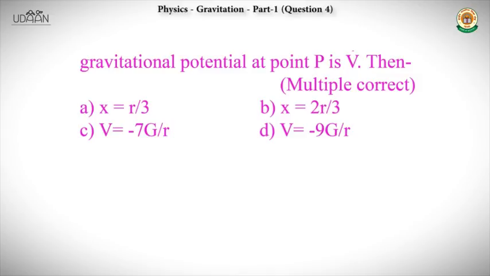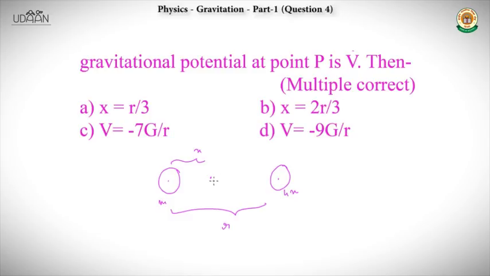Okay, I'll first of all draw the diagram. It's a very simple thing. There are two spheres, two hollow spheres. One is of mass m and the other one is of mass 4m. They are placed at a distance of r, and this point is at x. So over here the gravitational field is 0.